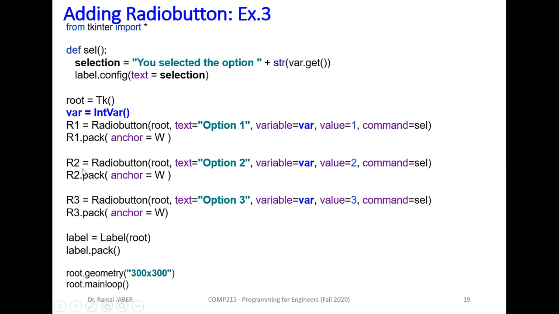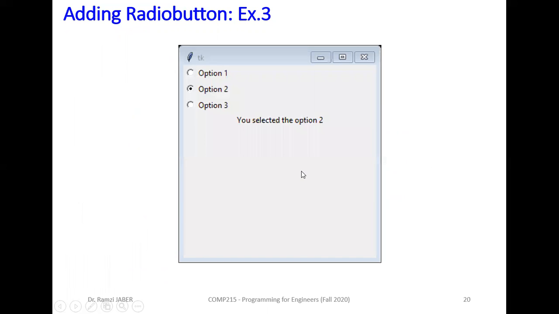Okay, so radio 2 is the same as 1, option 2, variable value 2. Radio 3 is the same, option 3, variable var 3. And as you can see, all radio 1, radio 2, radio 3 have anchor equal west, to the west. Then label equal Label root, label.pack. So when you select one of them, directly the label will display, you selected the option 2.